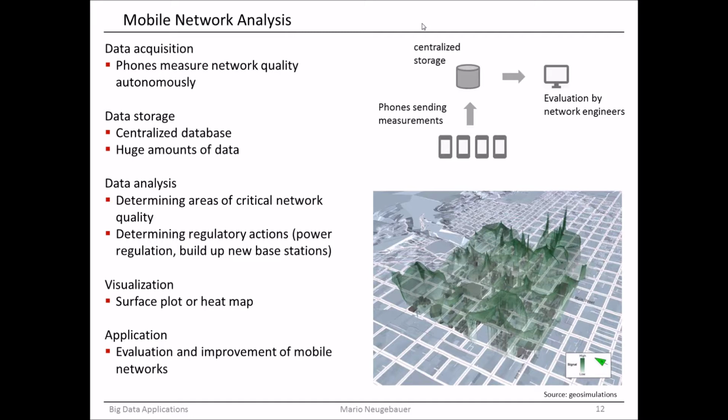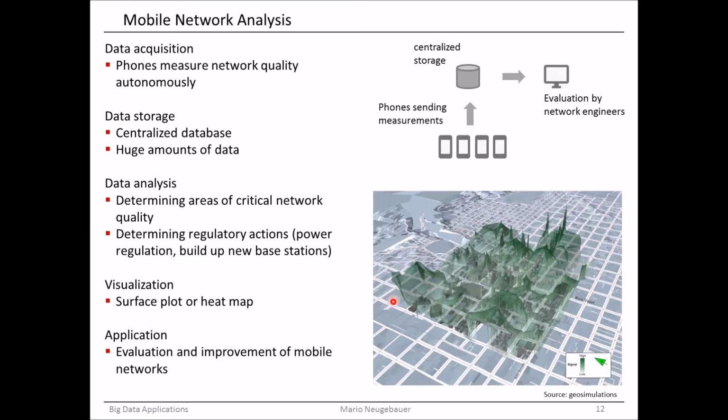And therefore, again, the geographical segmentation has to be done. The qualities of the different measurements from the different users have to be merged together, have to be aggregated. And finally, the data are available for a visualization such that the network engineer can evaluate the data. The visualization then can look like here on the right side.